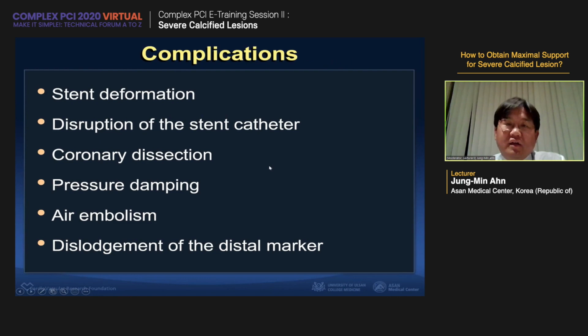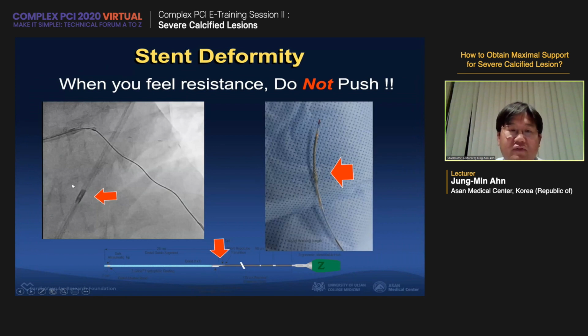So this is very convenient, very useful for the treatment of calcified lesion, tortuous calcified lesion, when you need some strong, further backup. But we have to know the complications. The first, inside of the catheter, the stent can be deformed. So when you feel the resistance, please don't push a lot, because inside, particularly the connector area, can make some damage to the stent. So be careful.